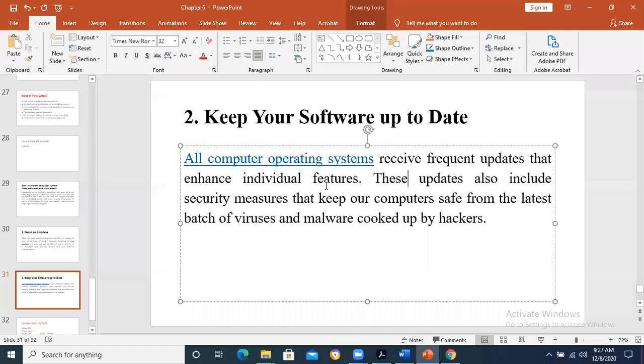So these updates also include security measures that keep our computer systems safe from the latest batch of viruses and malware cooked up by the hackers. This thing is very important. Every day there is a new development in the world, every day. So the virus which was there yesterday, not necessarily the same virus is working today. There may be some advanced virus, a new type of malware or something like that. How are you going to overcome this issue?